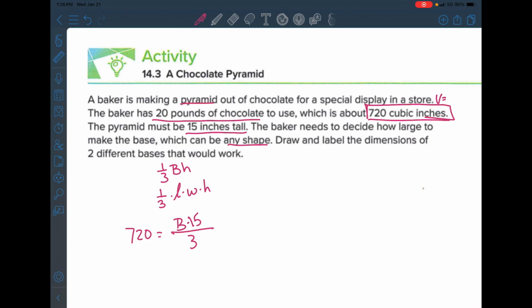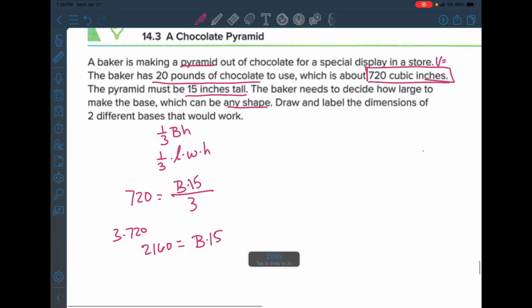Now we're going to solve this for capital B. So first we've got to multiply this 3 off. So 3 times 720 equals this. Now we're trying to get B by itself, so 15 is multiplied by it, so we've got to divide. So divide that by 15.